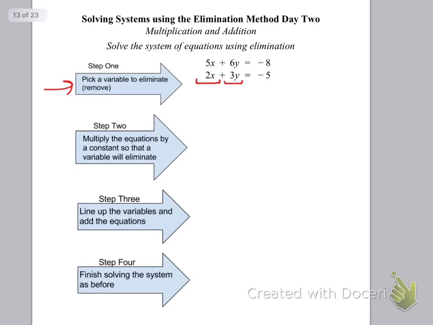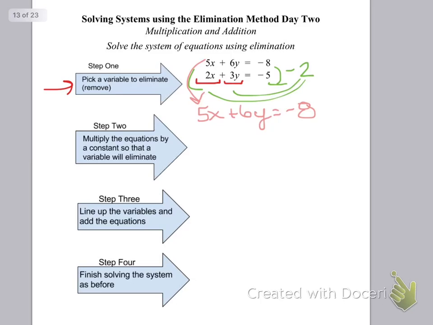But if we look at our y's, we have 6 and 3. How can we make that y cancel out? Well, we can multiply this entire equation by -2. We know we want them to be the opposite. So I'm going to go ahead and do that, but I'm going to keep my first equation exactly the same. So I'll have 5x plus 6y equals -8. That one's not going to change. But I'm going to multiply that -2 to every single thing in that second equation.